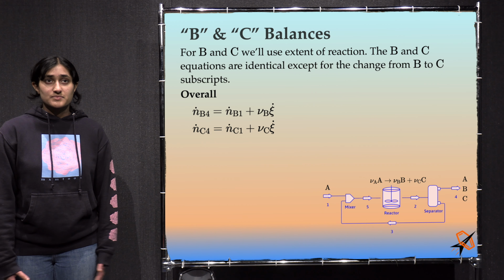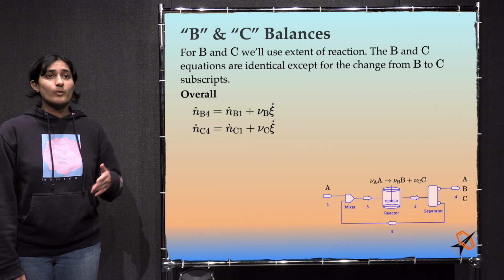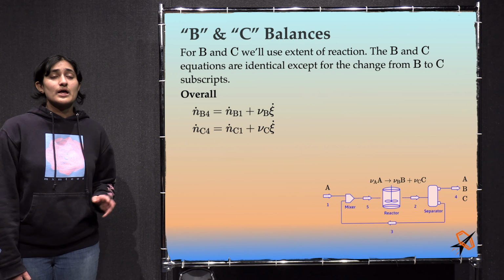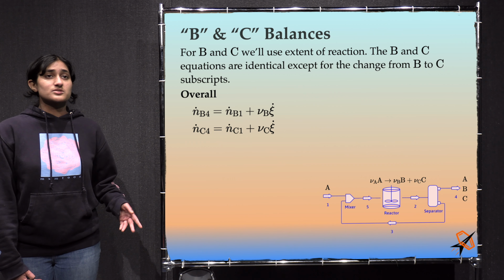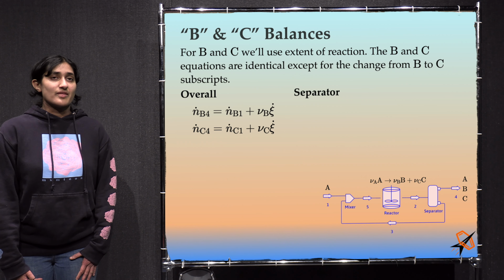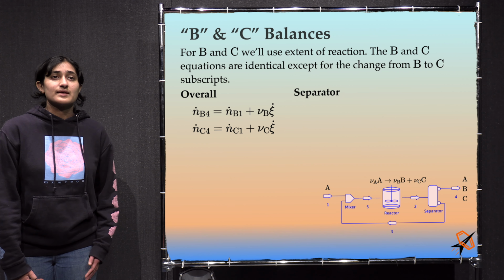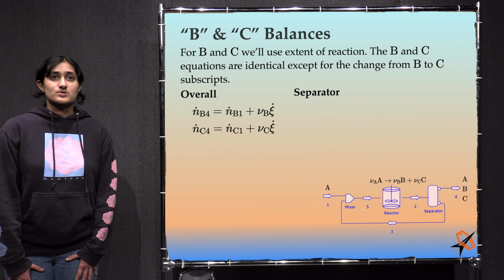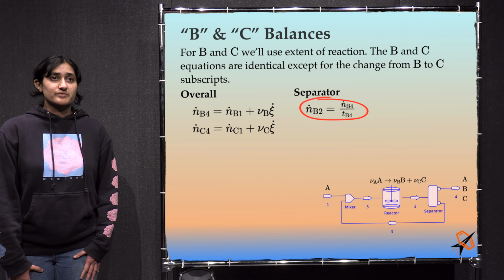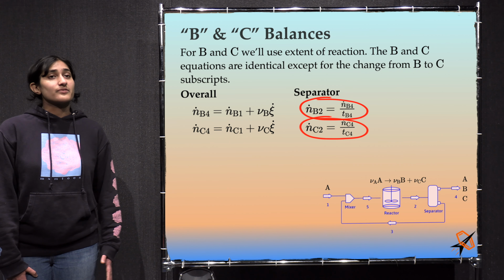We now have a choice. We can start at the mixer and work around the loop, or we can start at the output, stream 4, and use the separator equations to solve for streams 2 and 3, and then use either the mixer equation or the reactor equation to solve for stream 5. Let's do the separator and then the mixer. For the separator, we can get the exits from the reactor from the product stream for the separator. n.B2 equals n.B4 over the split fraction TB4. n.C2 equals n.C4 over the split fraction TC4.